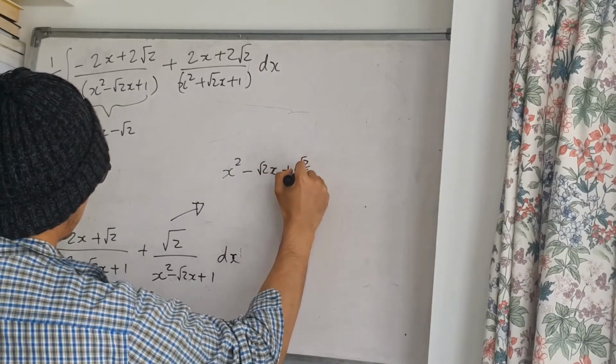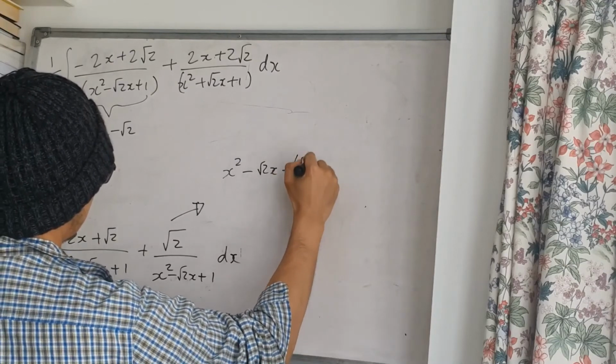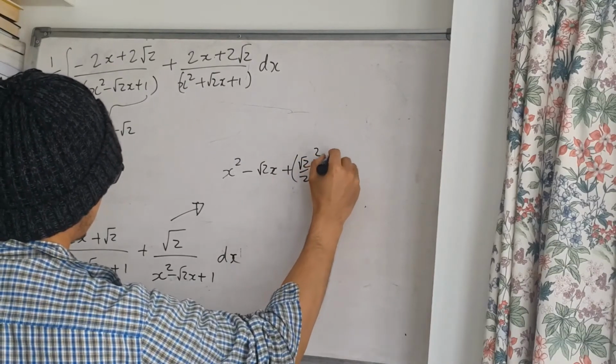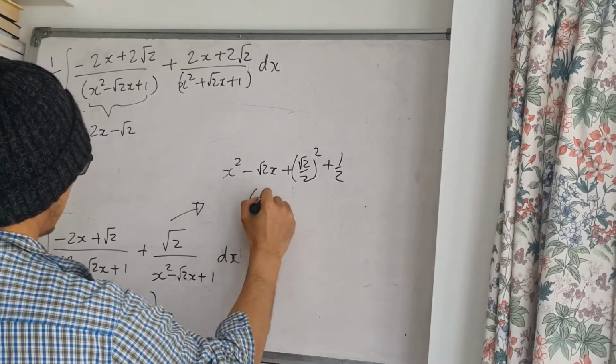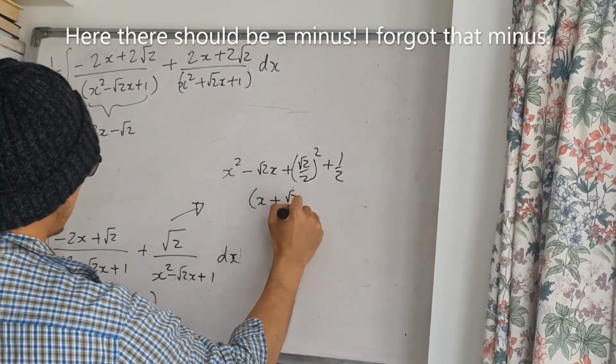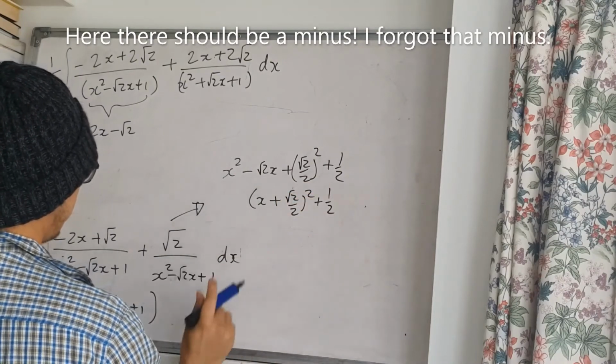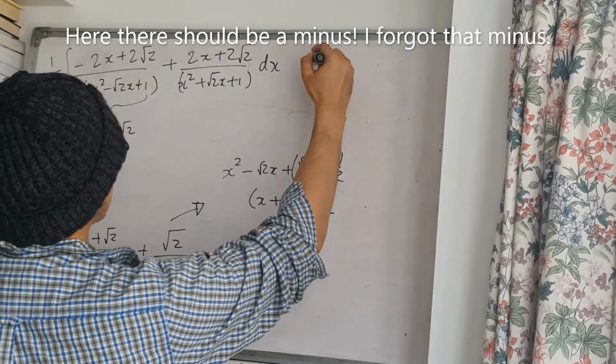So how would you complete the square? So x squared minus root 2x plus, remember you've got to half the coefficient of the middle, and then you square it, and then you add the remaining part. Now how would you make it? Okay, so here there should be a minus. It should be x minus root 2 over 2.